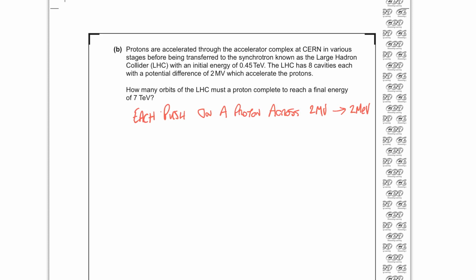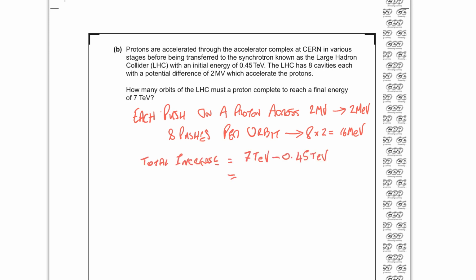So each push on a proton across 2 megavolts is going to be 2 mega electron volts. And if there's 8 pushes per orbit, then that's going to be 8 times the 2 mega, which is going to be 16 MeV. So we just need to know how much increase we need.